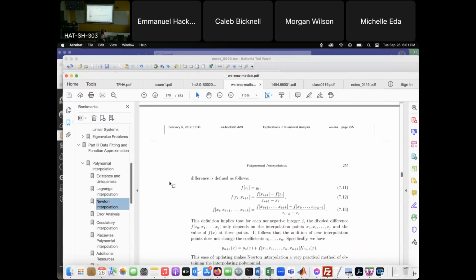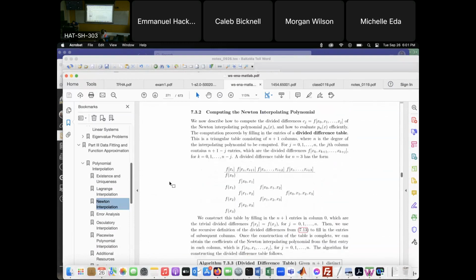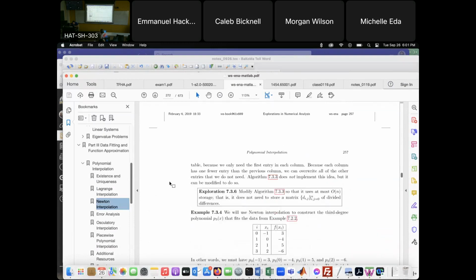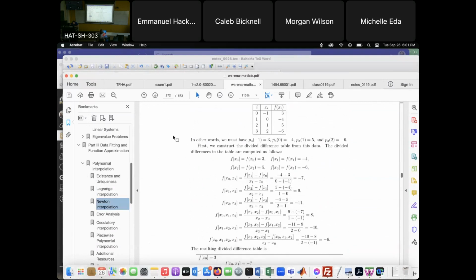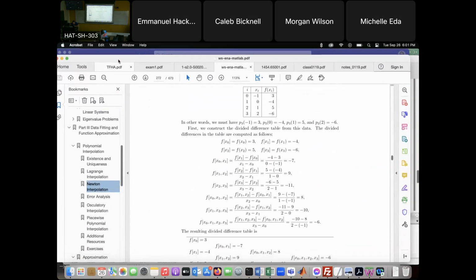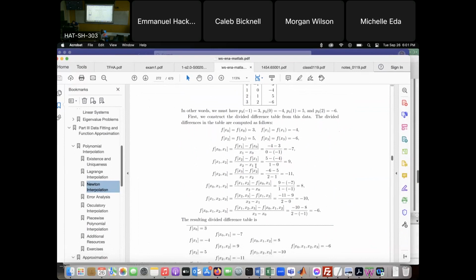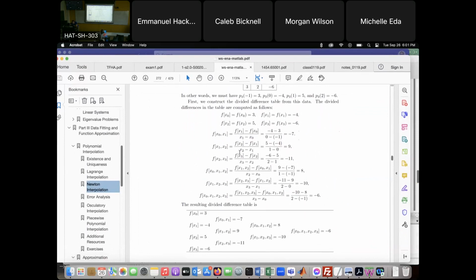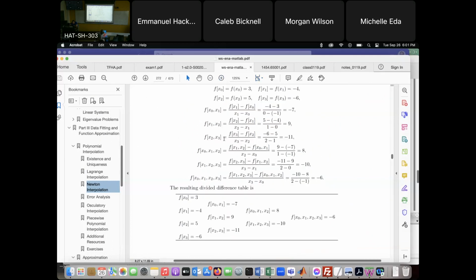I don't have this example in there. Okay, yeah, this is involving the same data. Here it's the same divided difference table, but it's written out in a more detailed manner.